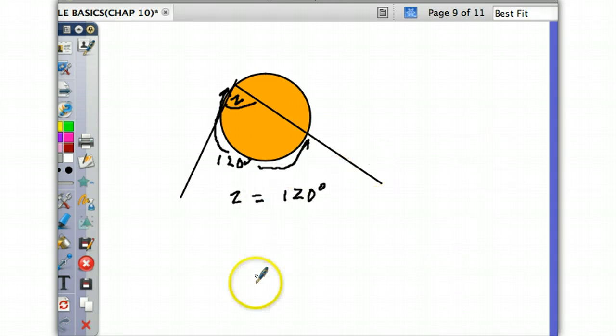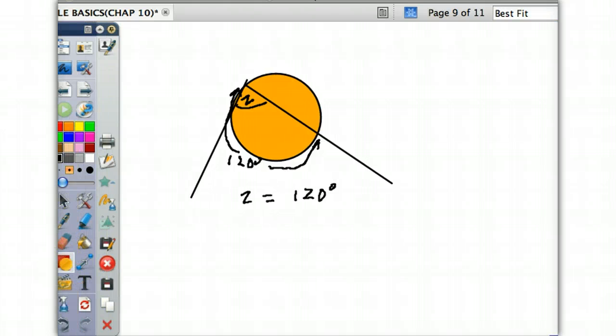Well, let me just give you one more before you get the worksheet here. So let's find this again. Let's say we've got a secant. Well, this one, C equals 120 because it's on the outside. It's going to be right there.